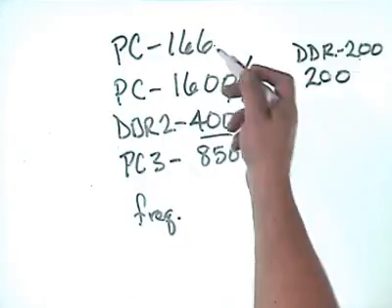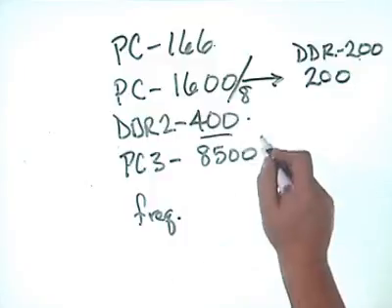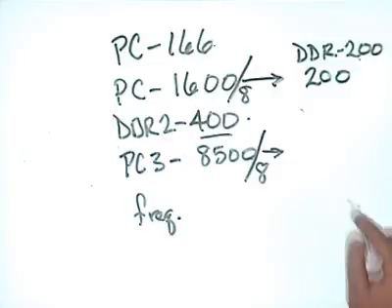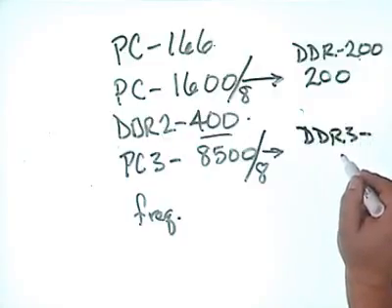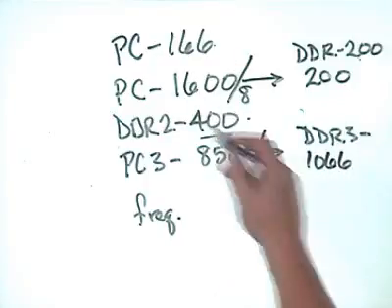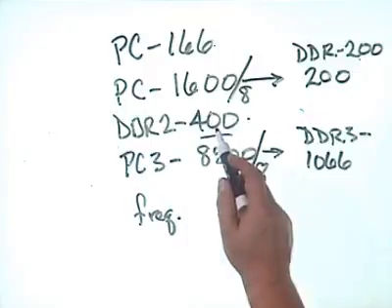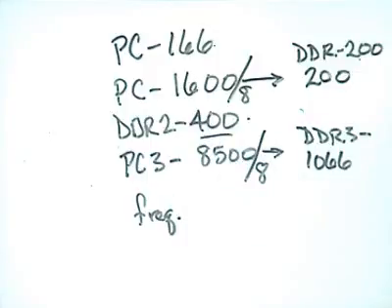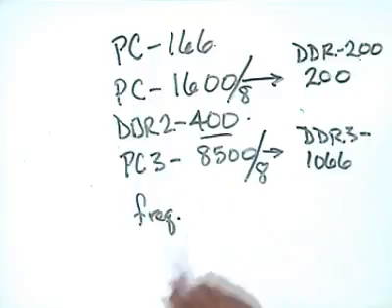But to make these comparisons, I would need to convert this again to a frequency value, which is dividing it by 8, which gives me a DDR3 designation of 1066. So in this case, when comparing the frequency, my DDR3 module is faster than my DDR2 400 module. Or in other words, a memory module with a PC3 8500 designation is faster than the DDR2 400 designation.